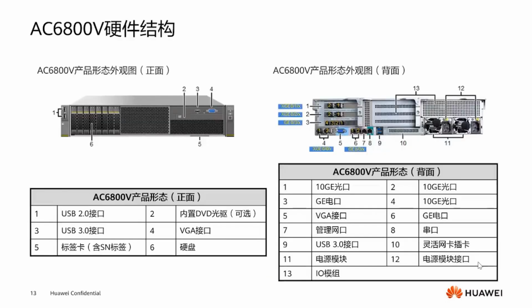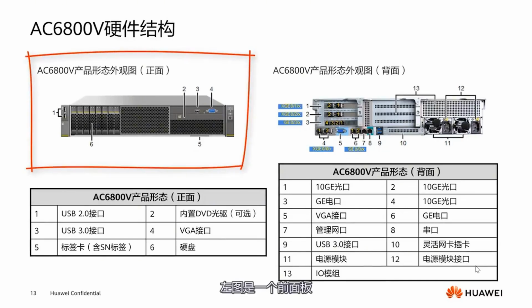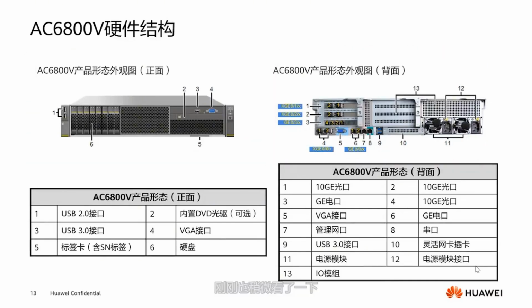Looking at its hardware structure, the left image is the front panel, and the right image is the back panel. We took a brief look earlier. It has removable hard drives, 2 USB ports, and can incorporate a built-in optical drive. Then there's a VGA port and a tag card. From the front panel, it looks almost exactly like a server.